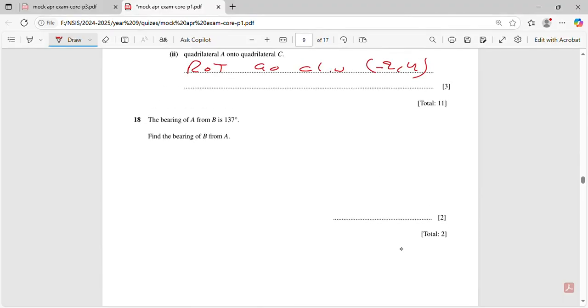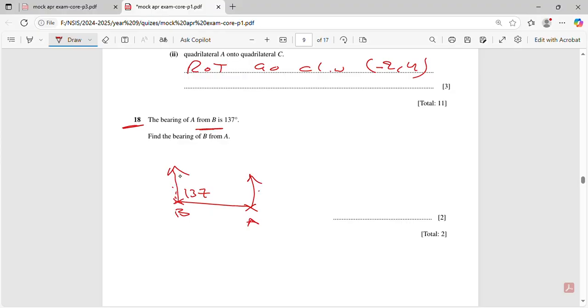Now the bearing of A, which is a very important question here: the bearing of A from B is 137 degrees. Find the bearing of B from A. So I will assume that what came after "from" is B, so I will look at B, since he said from B. So I will look from the north of B. So it will be like this, okay? And he said the bearing of A from B, so it will be this angle, it will be 137.